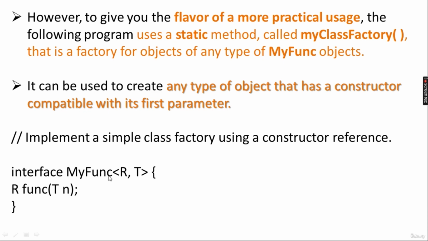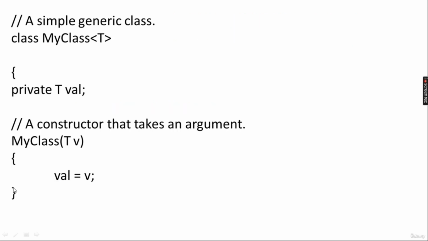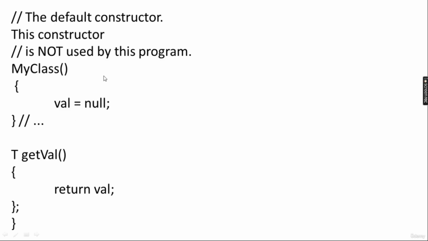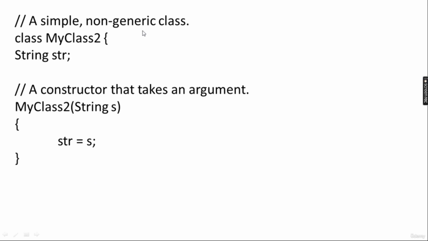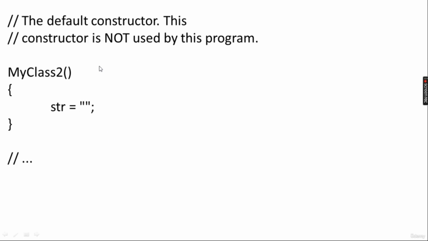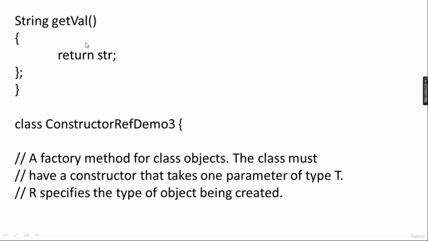So it should be <R, T>, taking a parameter of type T and returning R. Simple generic class MyClass<T>, private T val, MyClass(T v) where val is initialized to v. Then the default constructor with no value, null value, and getVal will return the value. Now a simple non-generic class, MyClass2, having a string as a variable and a constructor that takes an argument s, and str will be initialized to s. Now the default constructor of this class; this constructor is not used by this program.